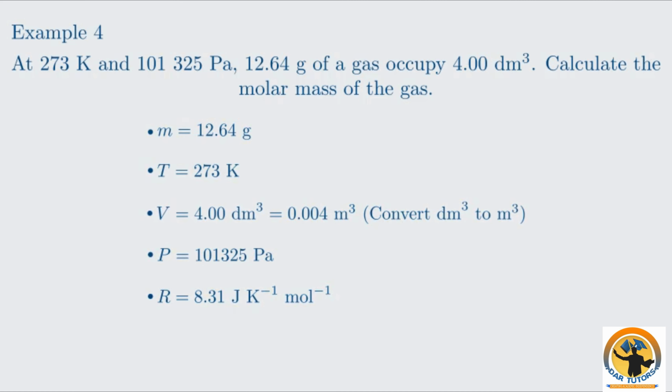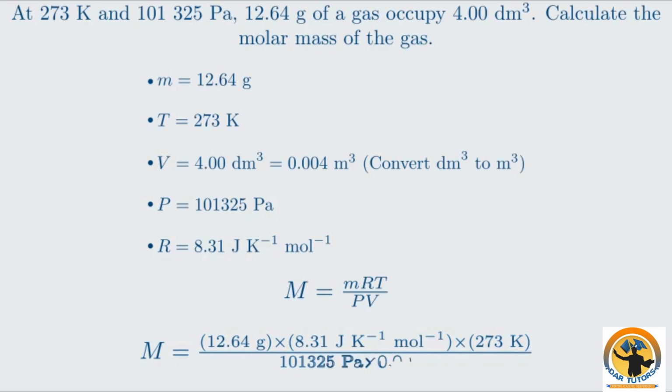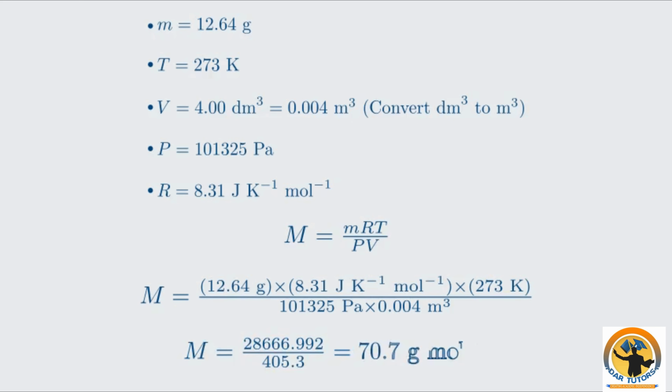A crucial step here is unit conversion. Remember, the value of R we're using is for pascals and cubic meters, so we must convert our volume from cubic decimeters to cubic meters. There are 1,000 cubic decimeters in a cubic meter, so 4 dm3 becomes 0.004 m3. Using our formula M equals mRT over PV, we can substitute in all the values. Solving this calculation gives us a molar mass of 71.0 grams per mole. By identifying the variables, converting units, and applying the correct formula, we can solve for the molar mass.